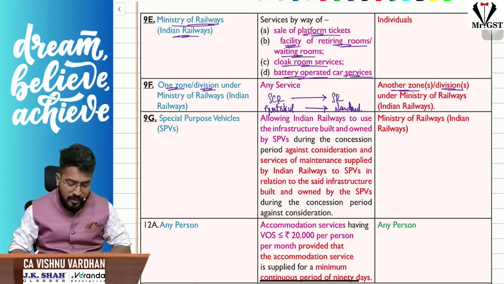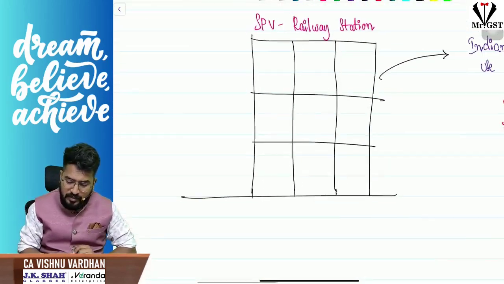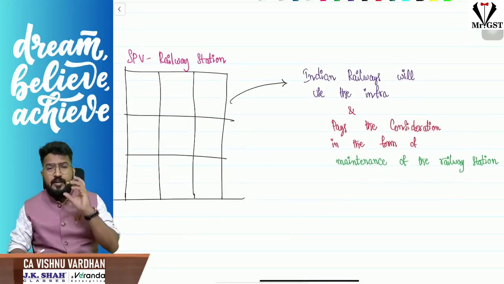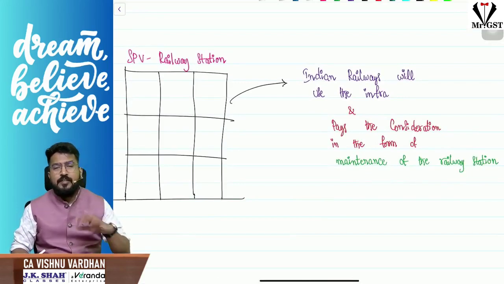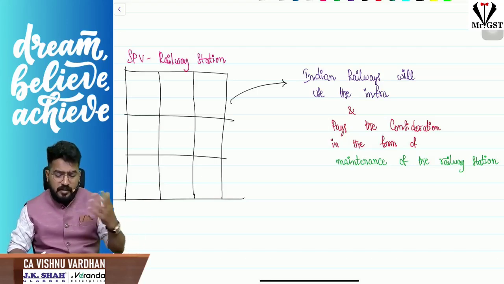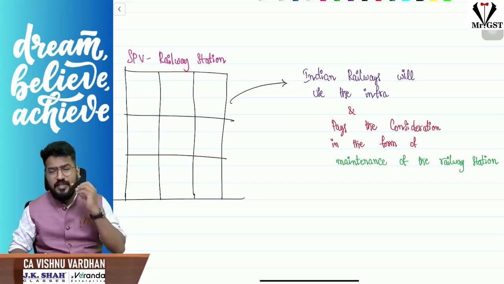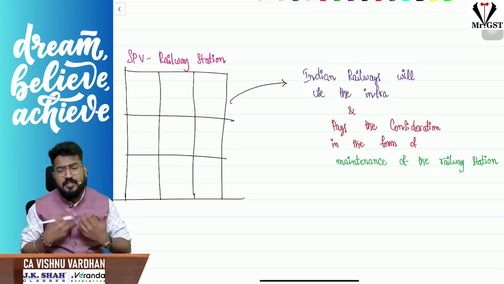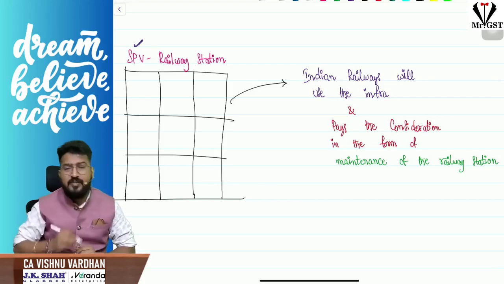There is another one. Next, special purpose vehicles. Now please understand, I will simplify this for you. Certain entities get a contract from Indian Railways where they construct infrastructure for Indian Railways. For constructing the infrastructure, they will not get any consideration. They will maintain the infrastructure, and from that they generate revenue by way of selling platform tickets, etc. They will construct the railway stations or any infrastructure for that matter. During the concessionary period, maybe 15 or 17 years, that infrastructure will be owned by that special purpose vehicle itself.